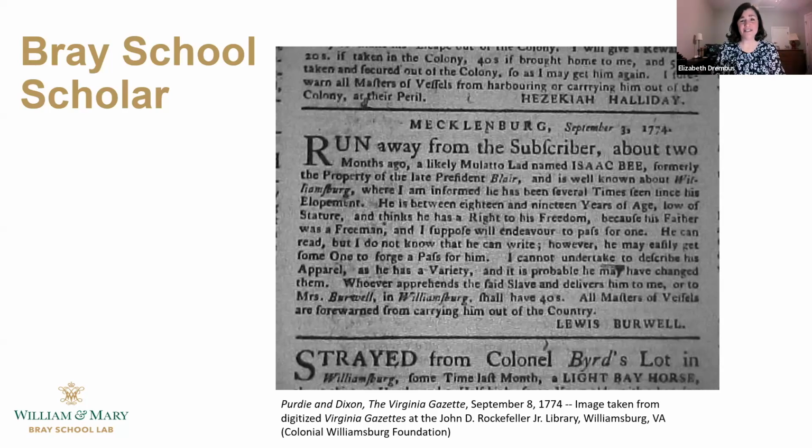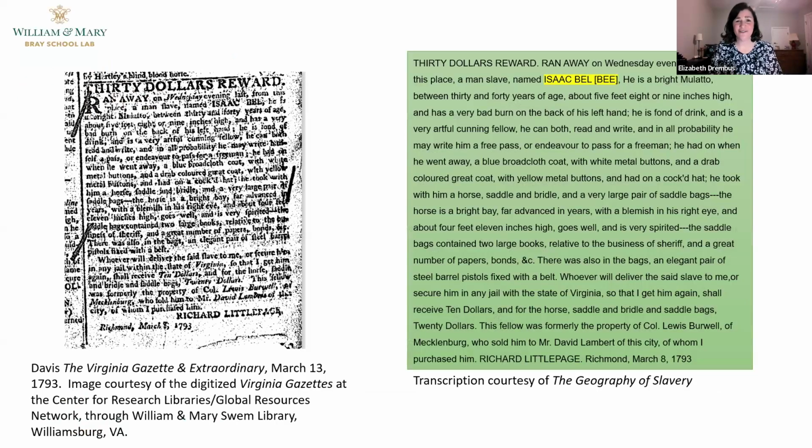Okay, I'm going to go ahead to the next one because we also have another ad that also talks about Isaac B. That first ad was placed in 1774 by Lewis Burwell. The next time we see Isaac B. in the newspapers, it's 1793, and he is self-liberating again, this time from a Richard Littlepage.